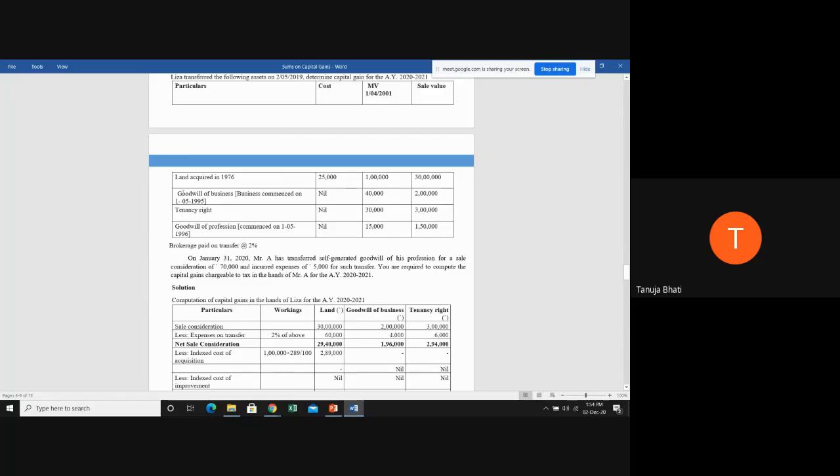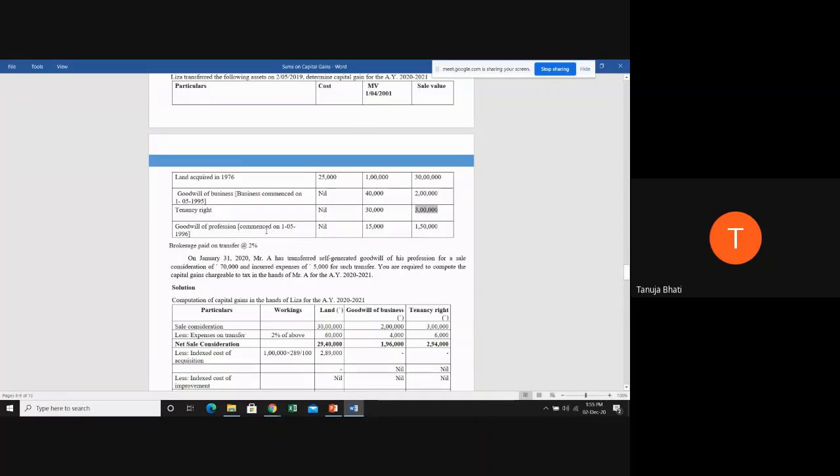Next asset is goodwill of the business. Business commenced on 1/5/1995, where the cost is nil. When they're telling that the cost is nil, it means it is a self-generated asset, correct? Goodwill. Fair market value is 40,000 and sales value is 2 lakh. Next, tenancy right is also a self-generated asset where the cost is nil, market value is 30,000 as on 1/4/2001, and sales value is 3 lakh.